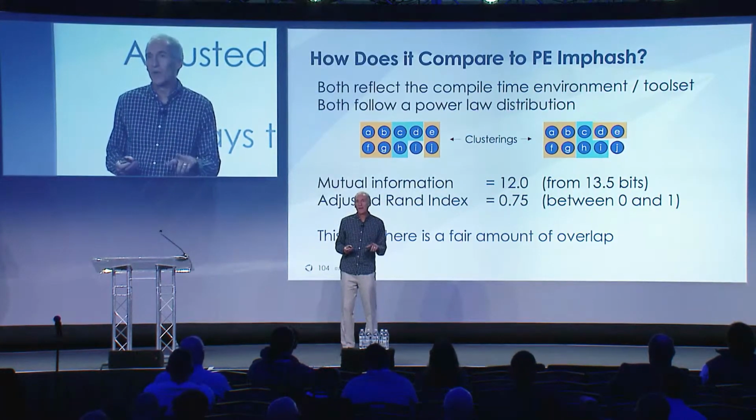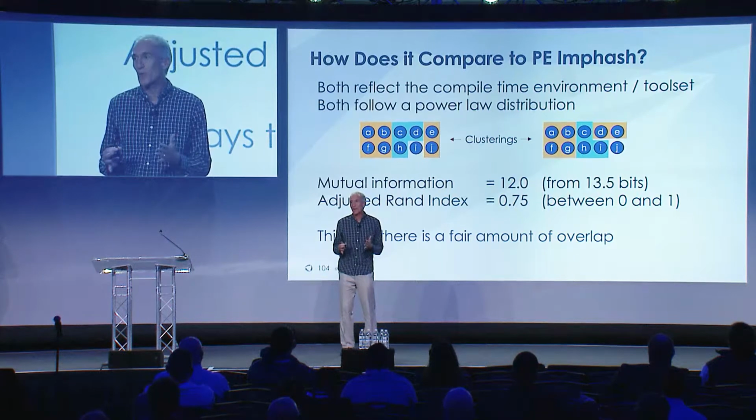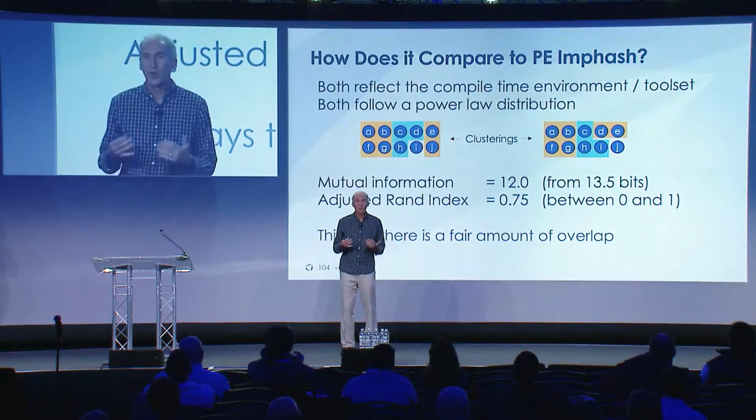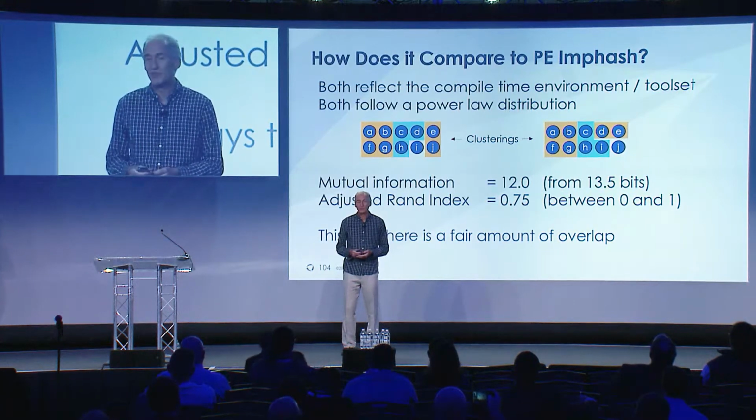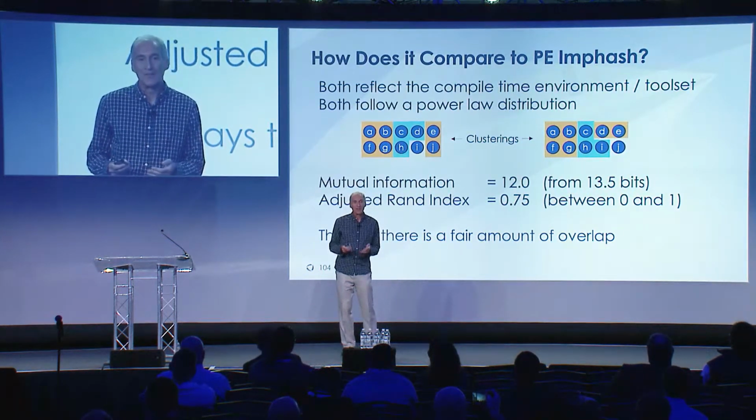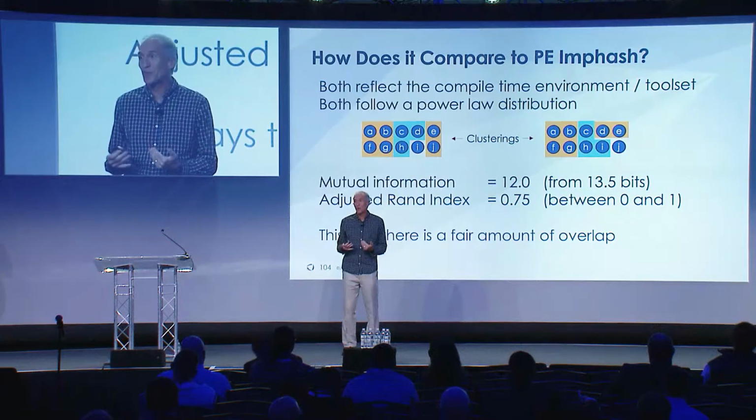And by the way, if I were to make a similar plot for import hash, it would look just like that curve. Or PE compile time date stamp. Most of the indicators of compromise have that same kind of distribution. So it is useful. Now I want to compare it to import hash.